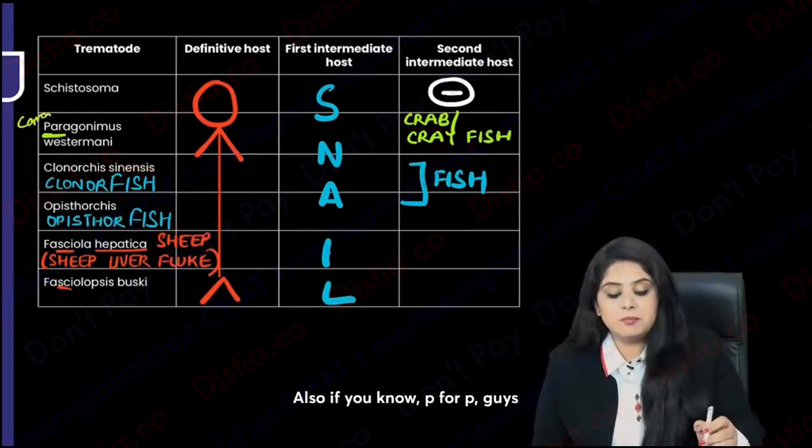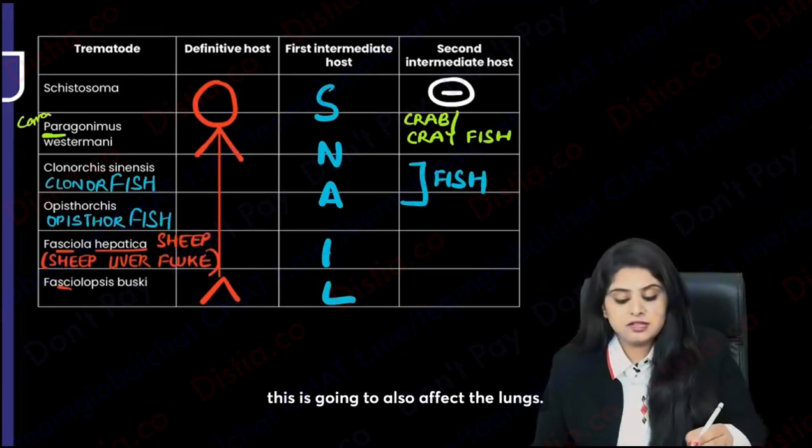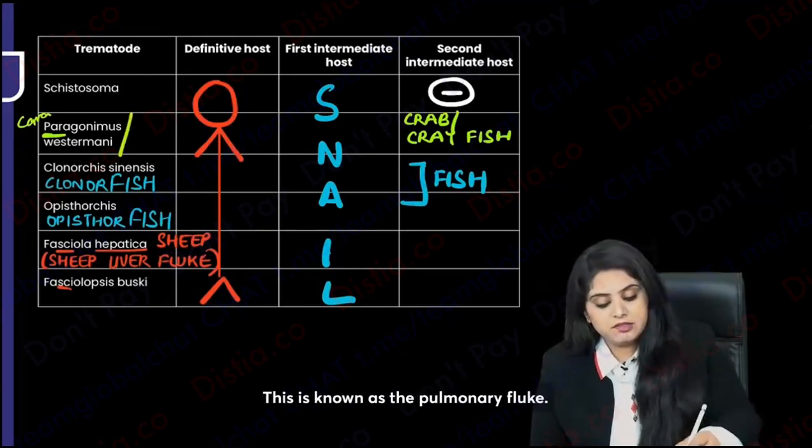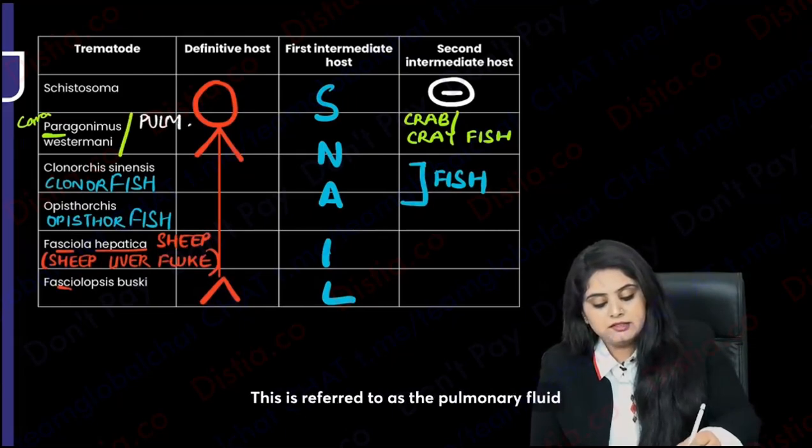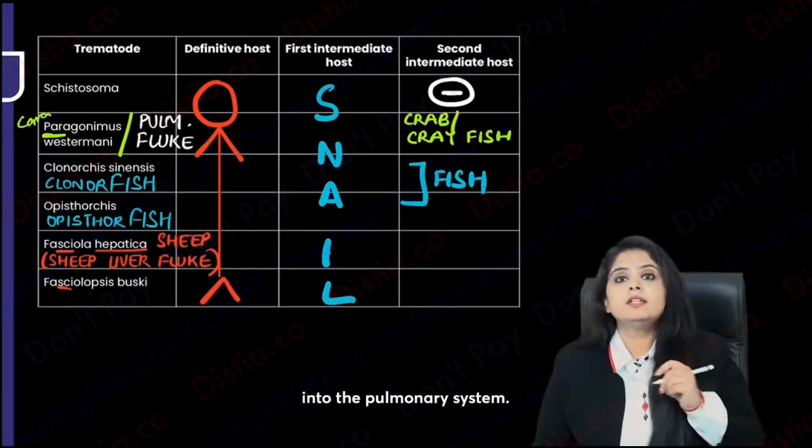Also, if you note P for P, guys, this is going to also affect the lungs. That is why, what is the other name for this? This is known as the pulmonary fluke. It is referred to as the pulmonary fluke because Paragonimus is going to go into the pulmonary system.